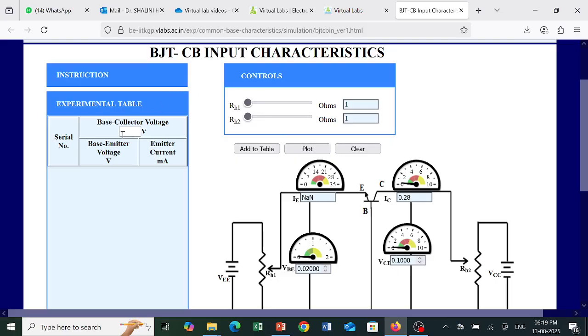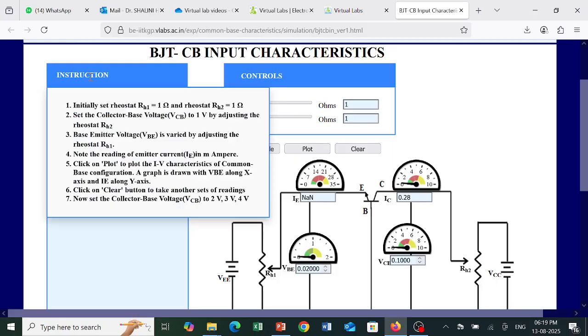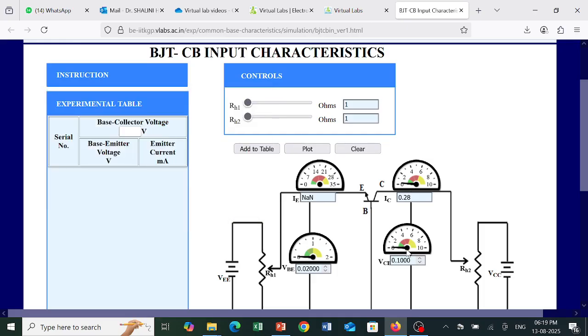Now the next step is we have to set the common base voltage to 1 volt by adjusting the rheostat. So, second step, we have to set this VCB to 1 volt by setting RH2. We'll increase RH2 and we can observe that VCB is gradually increasing. We'll put it to 1 volt. At 10 ohms of RH2, we are getting VCB as 1 volt.